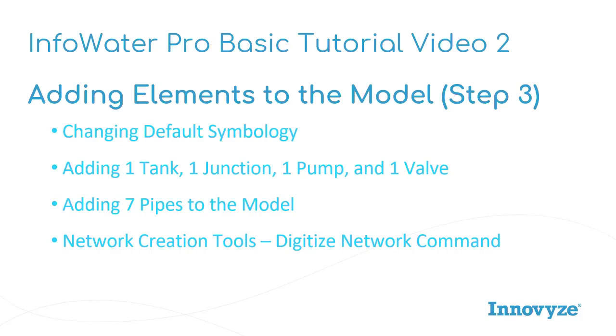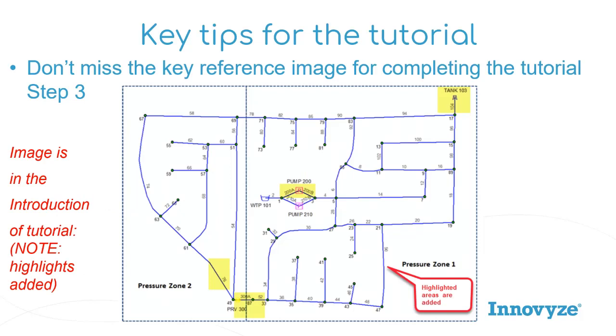And here we're going to look at changing the default symbology, adding 4 different node elements, which are the tanks, junctions, pumps, and valves, one of each, and then we'll add 7 pipes to the model and show a demo of the digitize network command. That's something that you can use that'll save you time if you're needing to add elements.